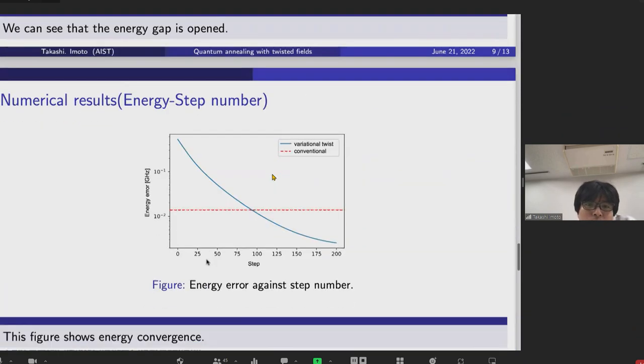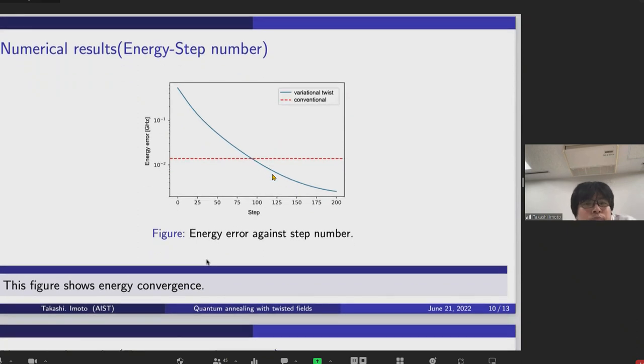Next, energy error against step number. The blue line denotes the variational twisted case, and the dotted line denotes the conventional scheme case. This label means energy error. So this figure shows the energy convergence.